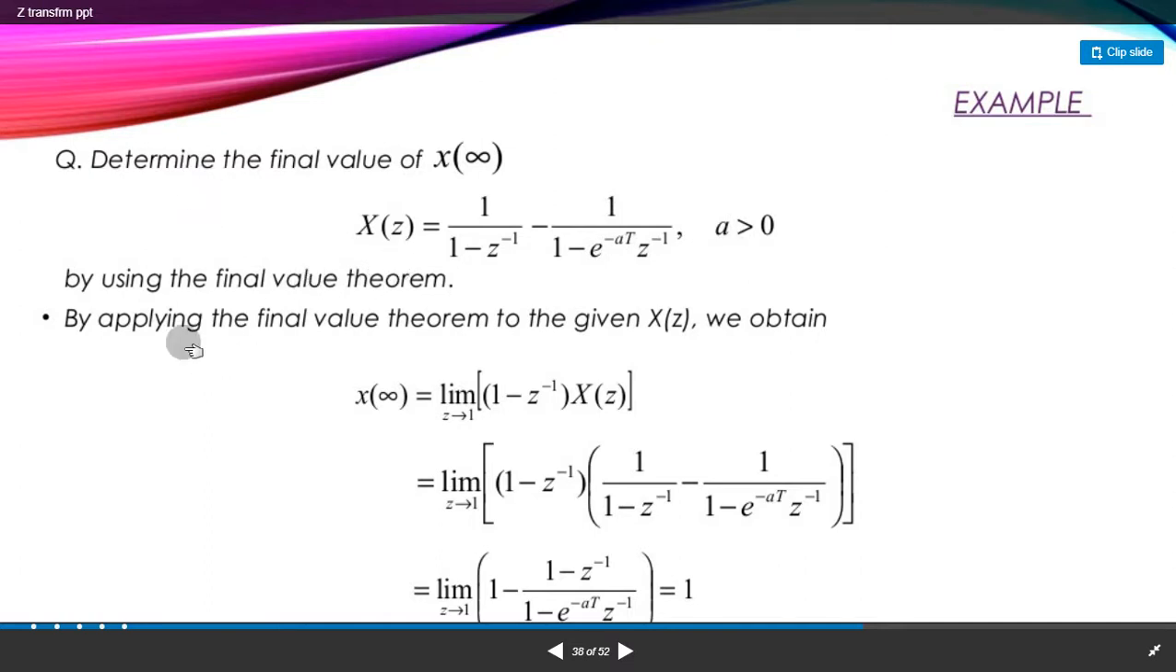By applying the final value theorem to the given X of z, we obtain x of infinity equals the limit as z tends to 1 of 1 minus z to the minus 1 times X of z, which is the limit as z tends to 1 of 1 minus z to the minus 1 times 1 by 1 minus z to the minus 1, minus 1 by 1 minus e to the minus a capital T into z to the minus 1. This can be simplified, and it is equal to 1.